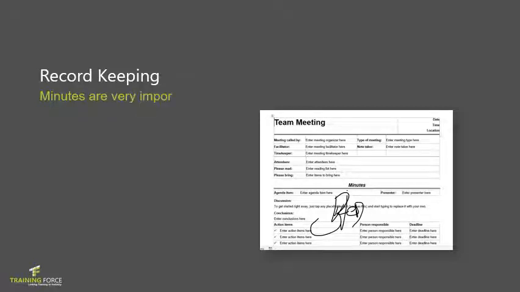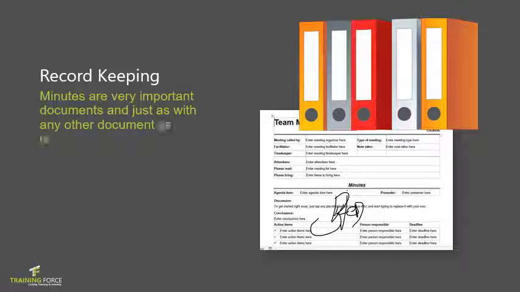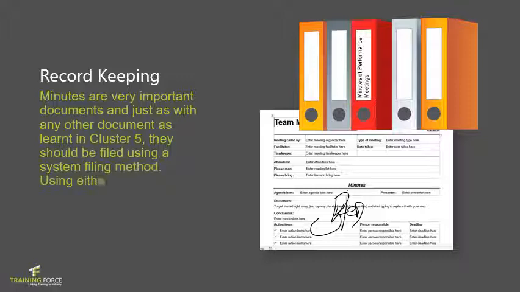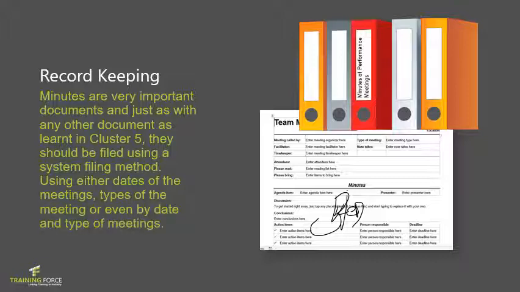Minutes are very important documents, and just as with any other document, as learnt in Cluster 5, they should be filed using the system filing method, using either dates of the meetings, types of the meeting, or even by date and type of meeting. Remember that a book of minutes is important not only for the organization, but also a legal requirement by the Companies Act to ensure efficient communication and also to have documented proof in the case of non-conformances and/or disciplinary procedures.